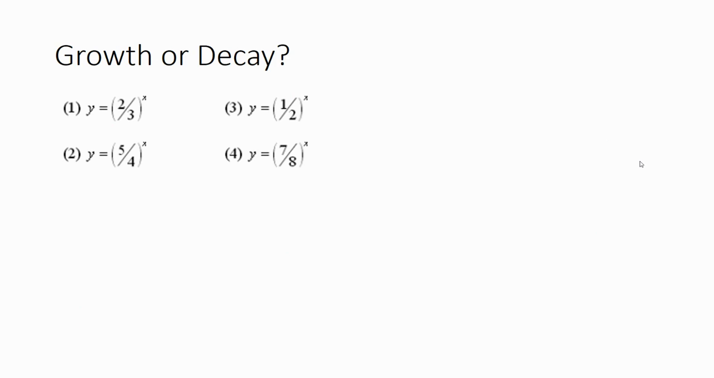So are these growth or decay? Again, for growth, the base has to be greater than 1. For decay, the base has to be less than 1. Oops, that should be a b. And maybe you're wondering, what if b equals 1? Well, if we raise 1 to the power of x, it's just equal to 1. So it would just be a horizontal line. It would not be an exponential function.